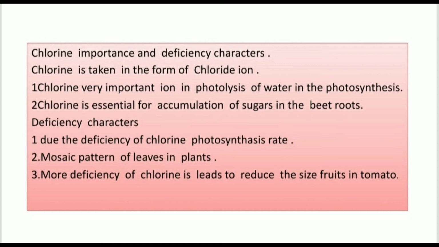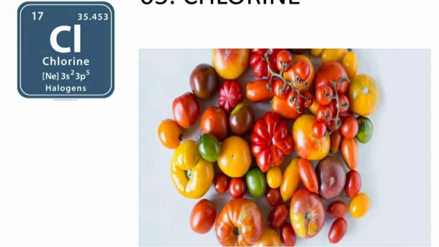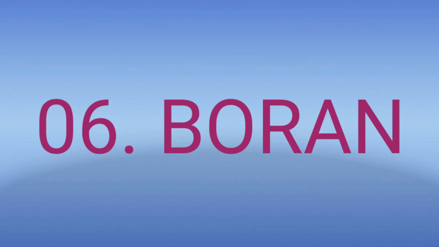photosynthesis rate is reduced, and a mosaic pattern of leaves is formed in the plants, and more chlorine deficiency leads to reduced fruit size in the tomato. So these are the diagrams related to the deficiency symptoms of chlorine. The fruit size of tomato is reduced.